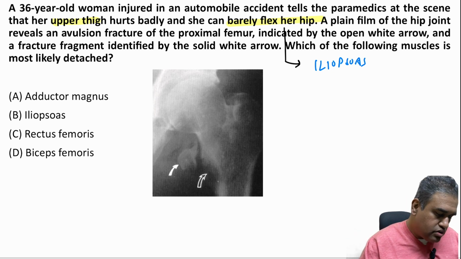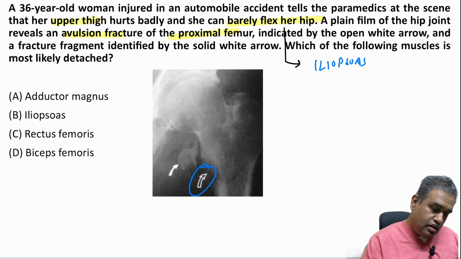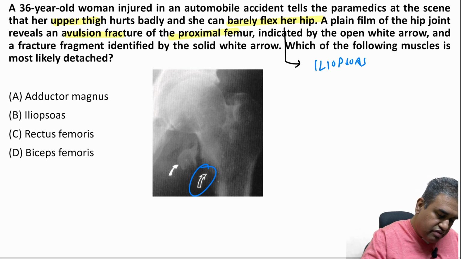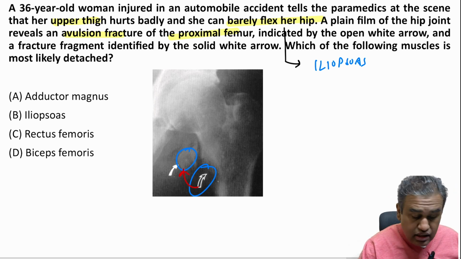A plain film of the hip joint revealed an avulsion fracture of the proximal femur indicated by the open white arrow. So here we have this open white arrow. Here some fracture occurred. And the fractured fragment identified by the solid white arrow. So this fractured fragment over here, it came from this site to this site. There is avulsion fracture, meaning there is some muscle attached to this point which actually tore away the part of the bone over here.